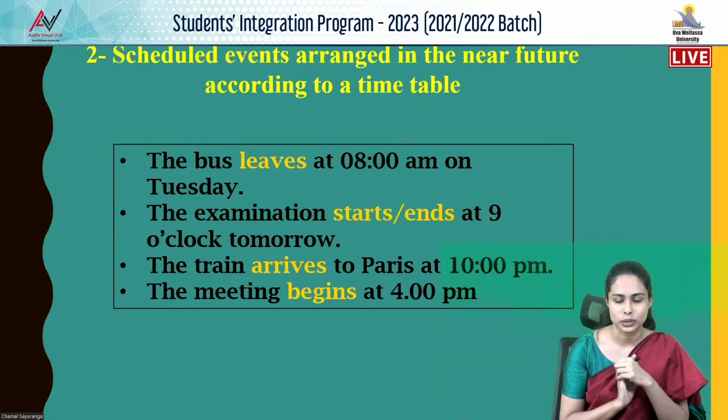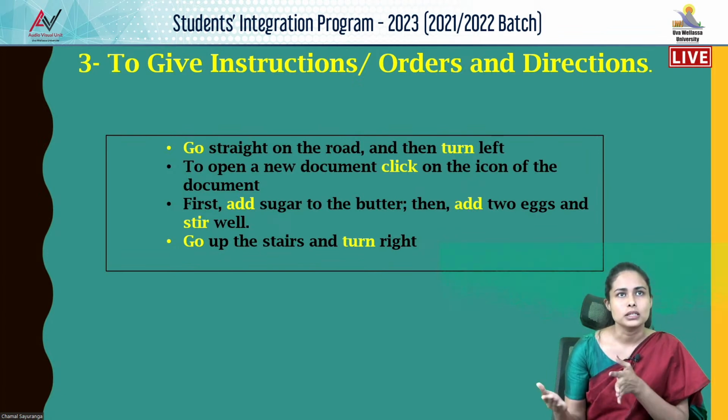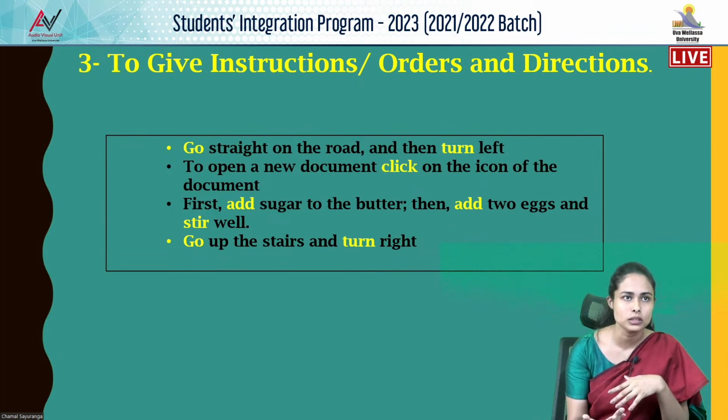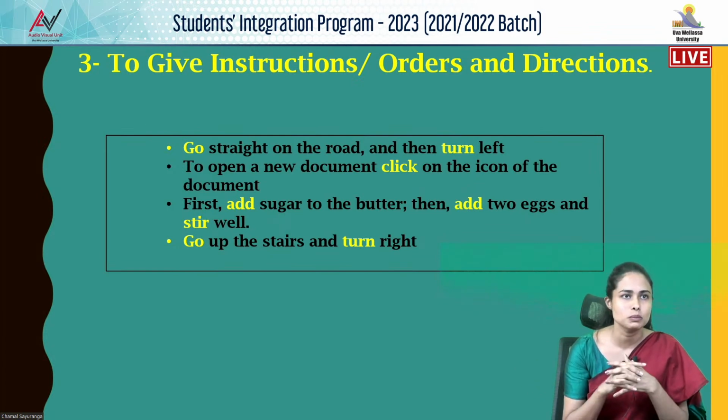Yes, ma'am. Okay. Then the second usage, and now I am going to the third one: to give instructions or orders or directions. These are actually imperative forms as well. Go straight on the road and then turn left. Directions, when we have to give orders or some kind of commands to somebody, or instructions or directions to go somewhere, then we can use simple present tense base action verbs. Go straight on the road and then turn left.